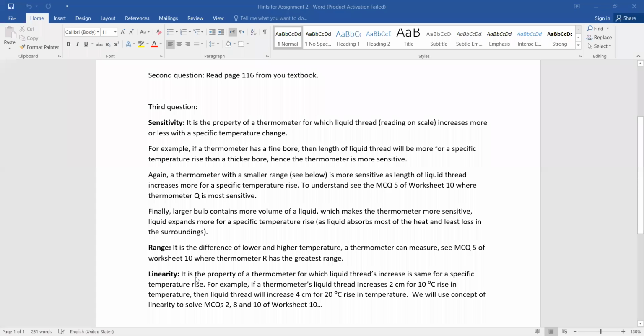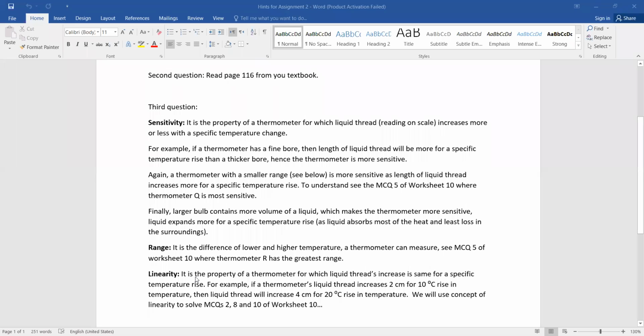I told you, for 1 degree Celsius, 1 centimeter. Then for 2 degrees Celsius, how much will it be? 2 centimeter, right? So this is called linearity. For 5 degrees Celsius, it will be 5 centimeter, right? So the liquid expansion follows this linearity, and according to this linearity, the liquid level rises in the capillary tube.